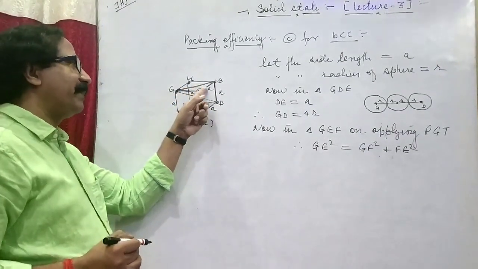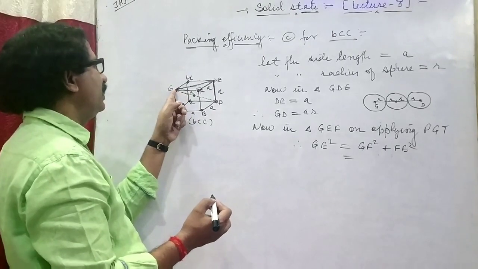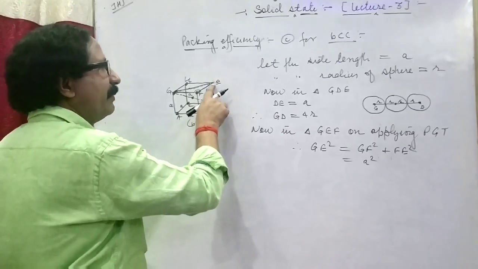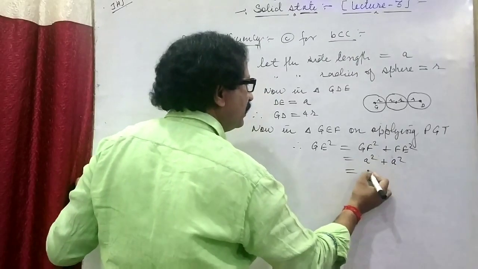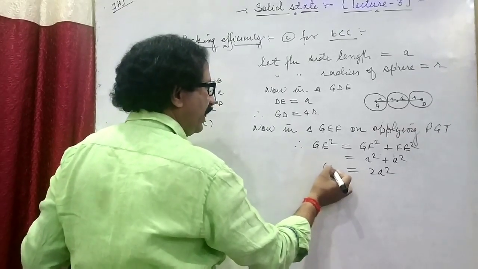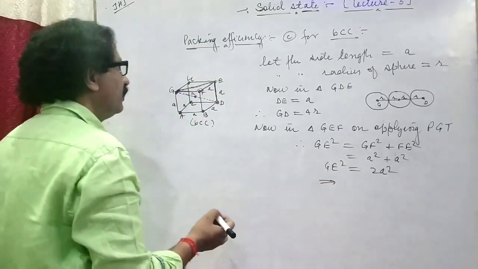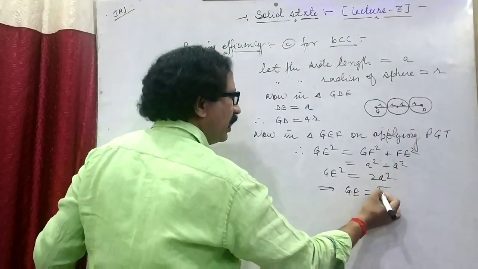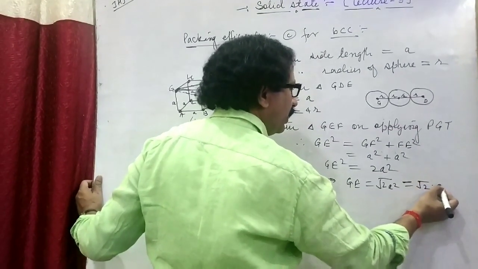ये आपका hypotenuse perpendicular base. Apply the value GF. What is the value of GF? This is the side, so A square. What is the value of FE? FE is also the side, so plus A square becomes twice A square. GE square is equal to twice A square. Okay? Everybody coming to? Therefore, GE is equal to under root 2A square, which becomes equal root 2 into A.